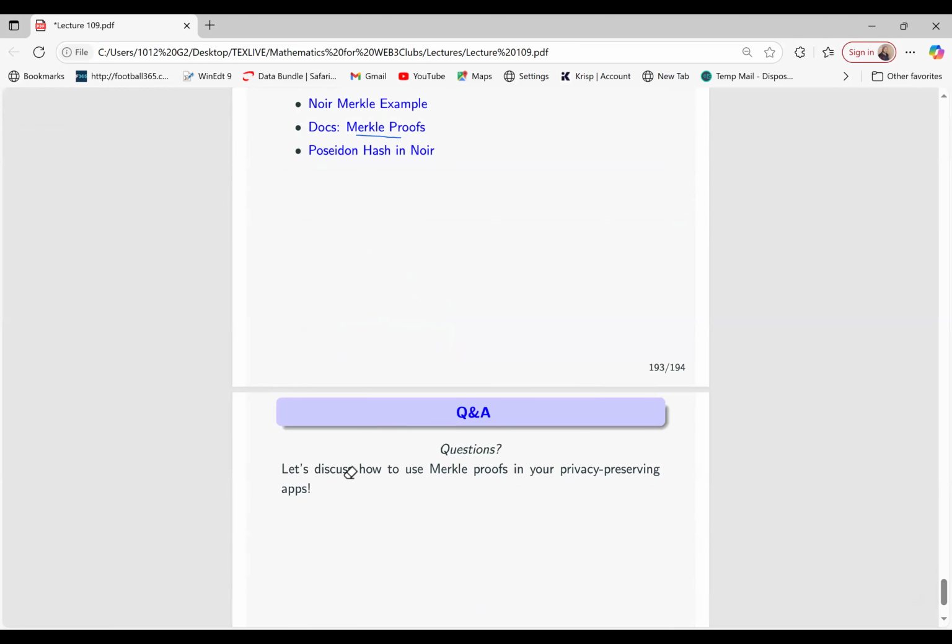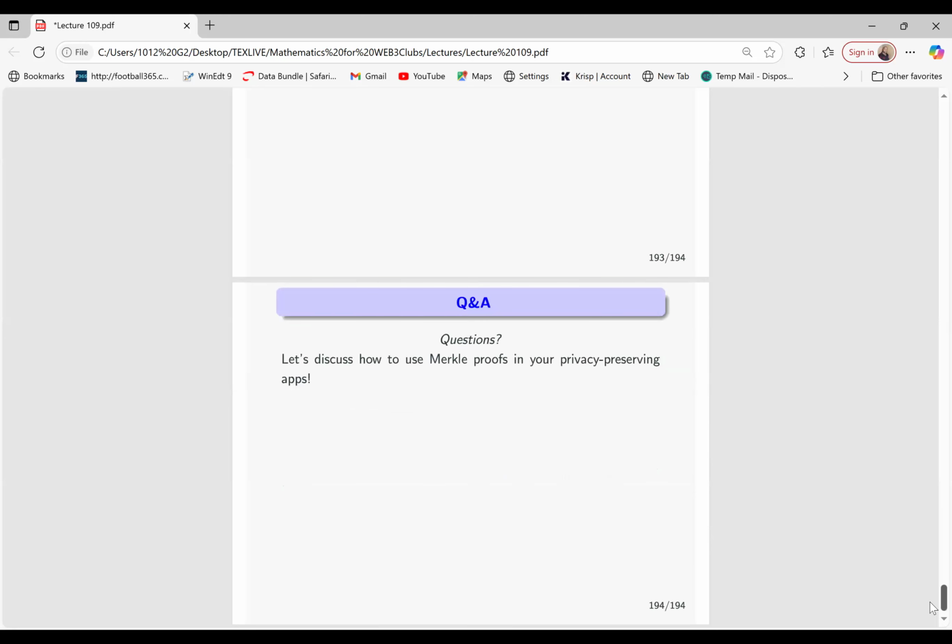If there is no question, unless somebody has one, I can end there. But as we end, you should discuss, with yourself or with your friends, how to use Merkle proofs in your privacy preserving apps. You can discuss that when we meet in our next class. We start from there, and maybe we get to hear 2 or 3 views of how Merkle proofs can be used in our privacy preserving apps.